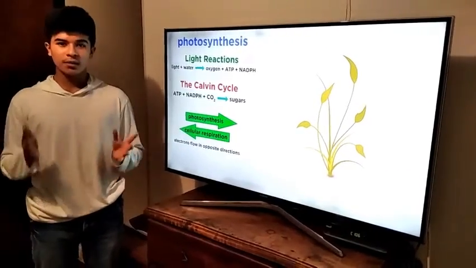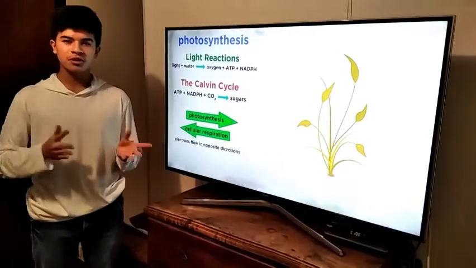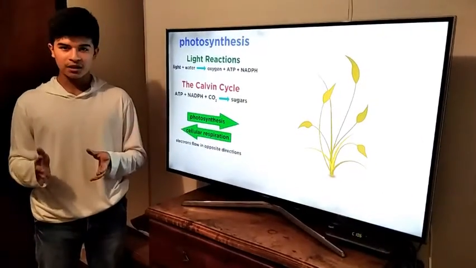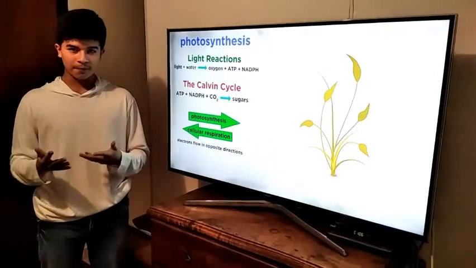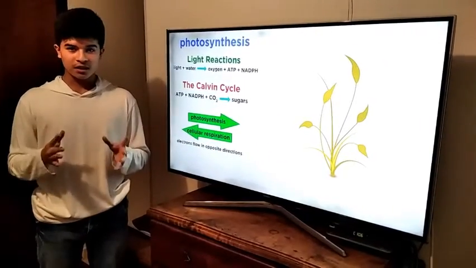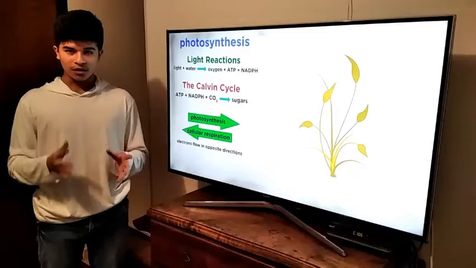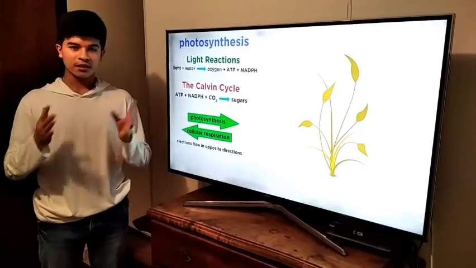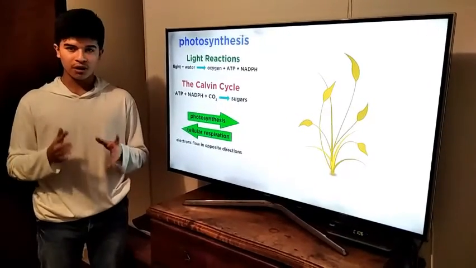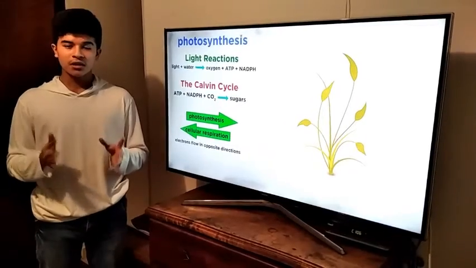In that way, we can say that photosynthesis is almost the same as cellular respiration, but in a reversed way. In photosynthesis the sugars are built and in cellular respiration they are degraded. And that's how plants create their own food.